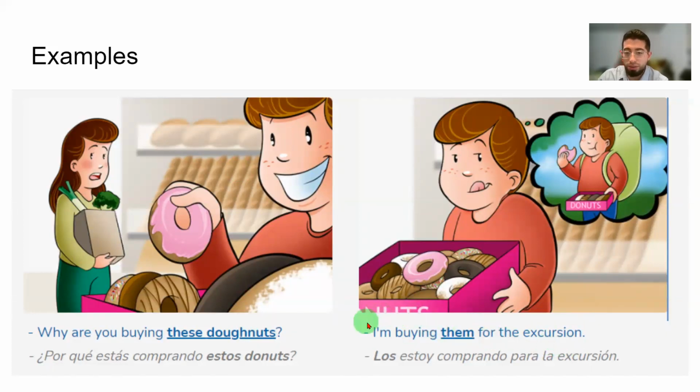If you see, si ustedes ven, I am buying them. Yo las estoy comprando a ellas. Who? ¿A quiénes? A las donas, right? So, comprando falls in them, right? Como que la acción de comprar cae en ellas, las donas, ¿ok?